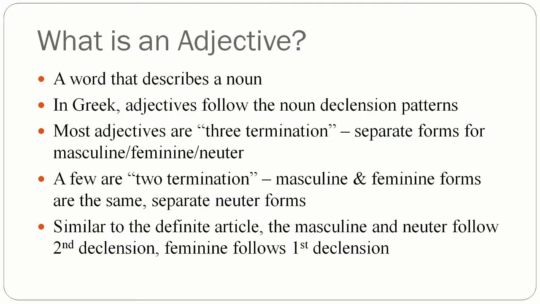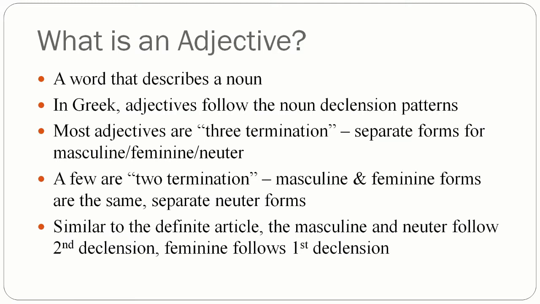A few of these adjectives, and it's a small group, and they pretty much all fall into one category, are what we call two termination adjectives, which means that the masculine and feminine forms look the same. There's a single form for both the masculine and the feminine. The only other separate one is the separate neuter forms, and like your second declension nouns, those neuter forms are going to look very similar to the masculine/feminine form in this.